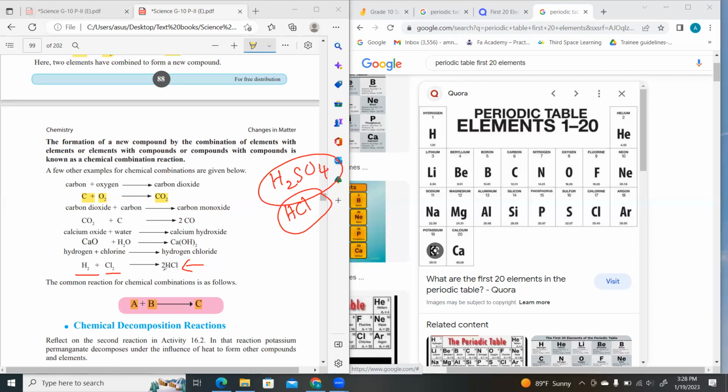So why did we put 2 in front? First we know what the reactants and the products are. The next thing we have to do, after knowing the products, is to check if the reaction is balanced. That's why we put a 2 in front, since we have 2 hydrogens and 2 chlorines here, right?